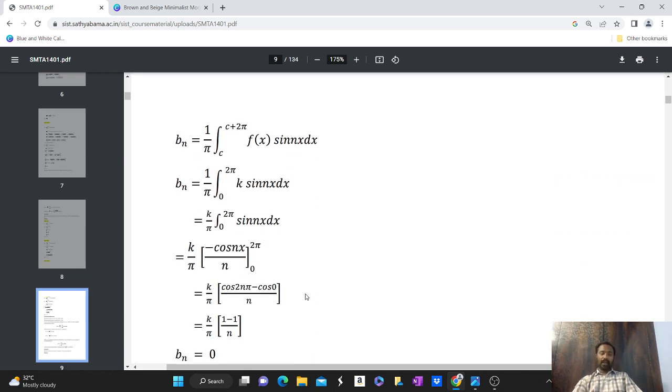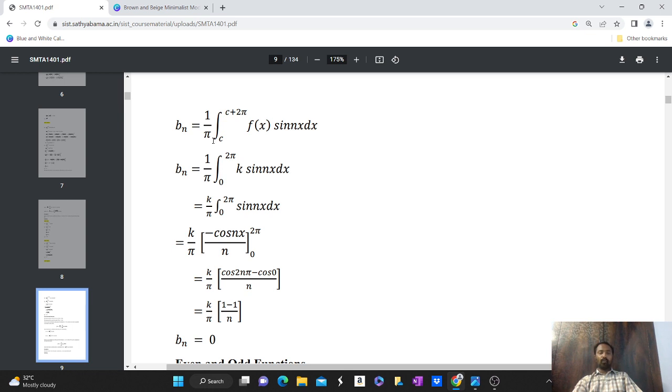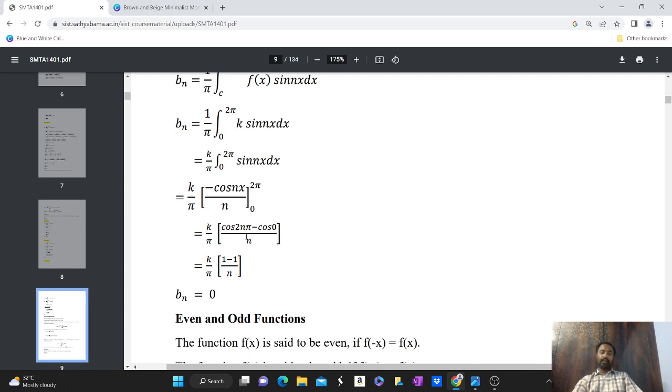In step 3, we have to find bn. Bn means 1 by pi integral over c to c plus 2 pi f of x sin nx dx. So f of x value is k, taking it outside. So integration of sin nx dx is minus cos nx divided by n. Here substituting upper limit minus lower limit in the x value, we get cos 2n pi minus cos 0 divided by n. What is the value of cos 2n pi? It is 1, and the cos 0 value is 1. So 1 minus 1 is 0. So again bn value is 0.